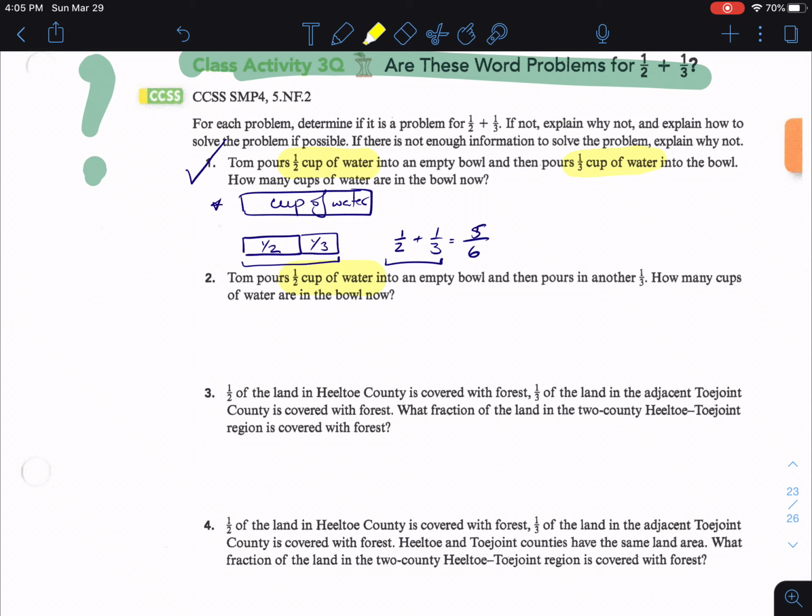Now let's look at the next question. Tom pours a half a cup of water into an empty bowl and then pours in another third. So we have a half a cup of water, and then he pours in a third. A third what? Is it a third of a cup of water? If that's the case, then we're back to question 1. But we don't know what the whole is here. If we don't know what the whole is, there's no way we can solve this problem. We don't know if this is going to be a half plus a third. There's no way we can tell.